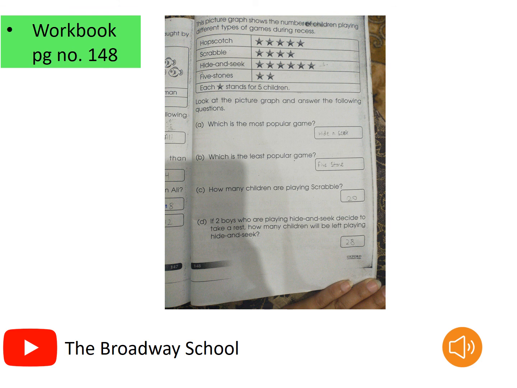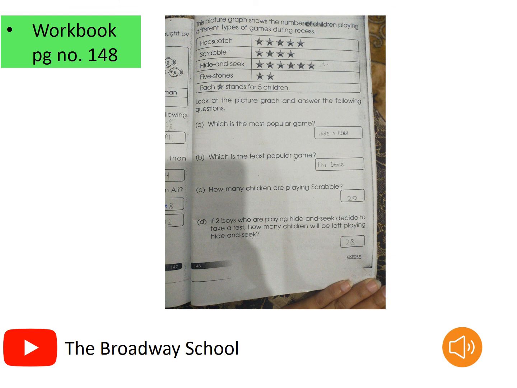What we are going to do over here, we are going to multiply it. 4 multiplied by 5 is equal to 20, as there are 4 stars and each star stands for 5 children. So 4 multiplied by 5 is equal to 20. So part C answer is 20.